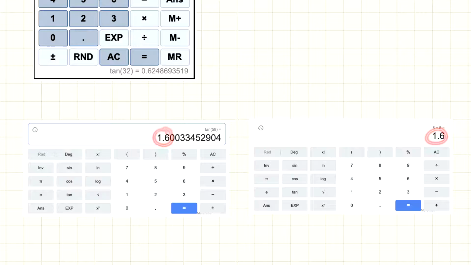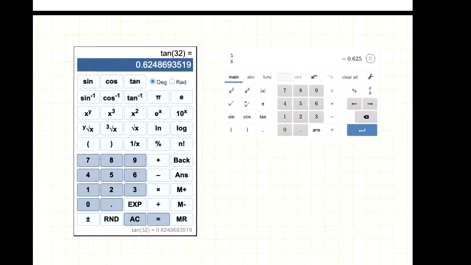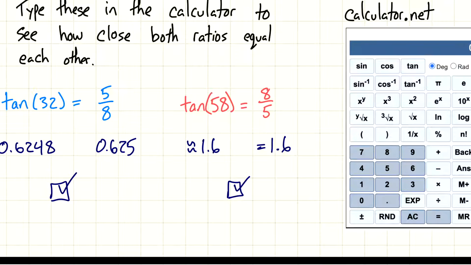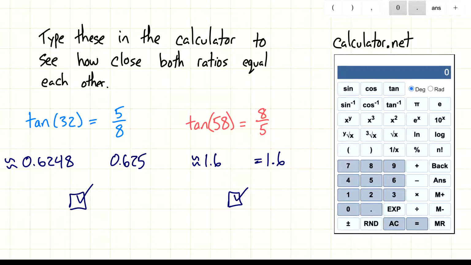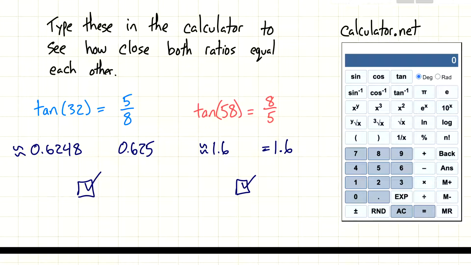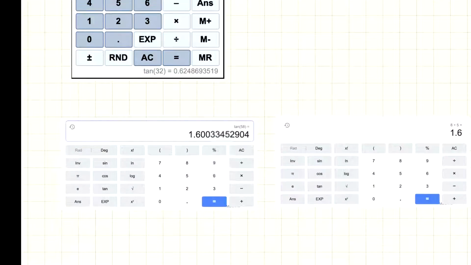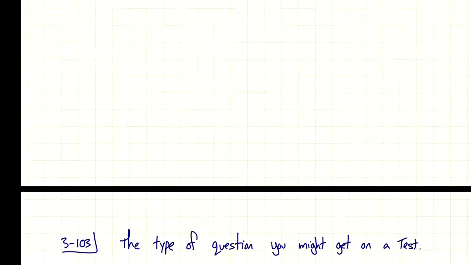So you'll notice they both give us pretty much the same answer. This one was approximately 1.6, and this one was equal to 1.6. I would say that's pretty close as well. That means the calculator is giving us the exact ratios that we need. So now we don't need to use our trig table. We could just use our calculator.